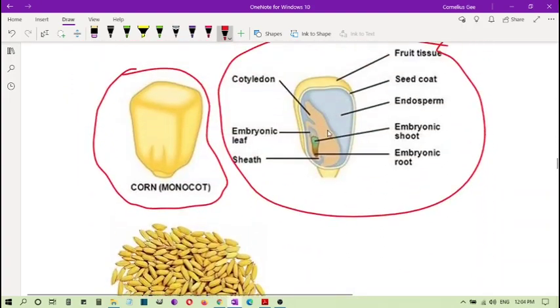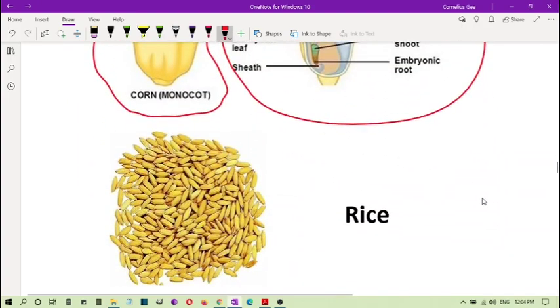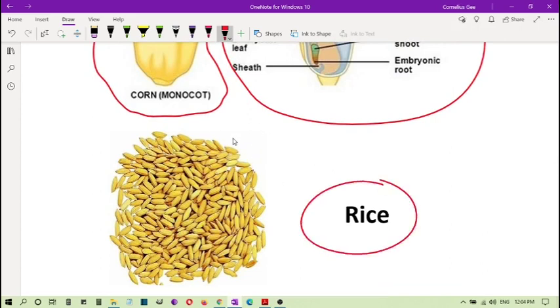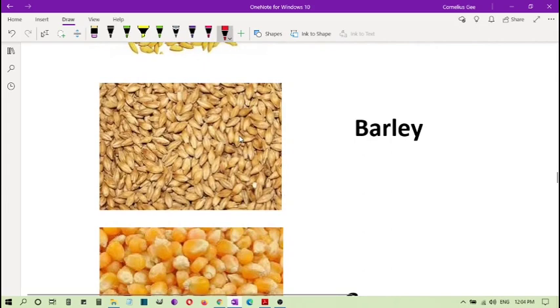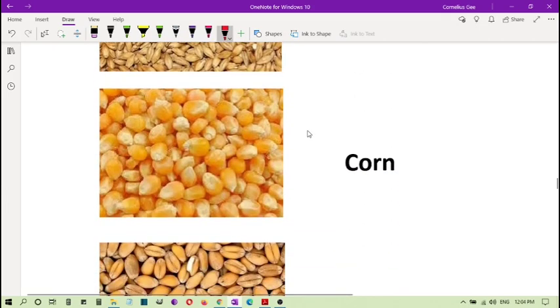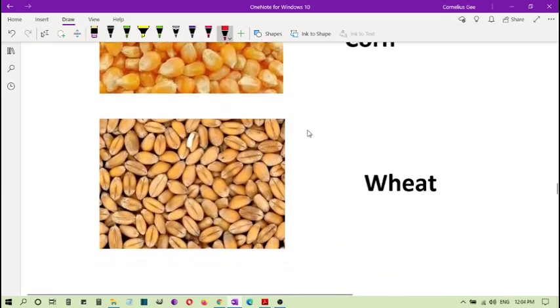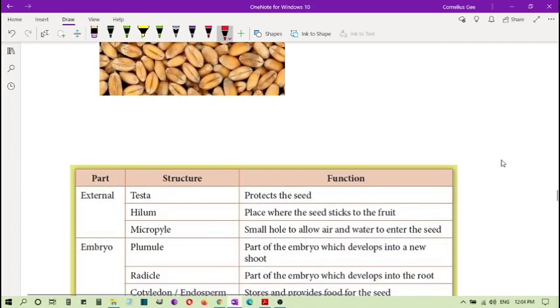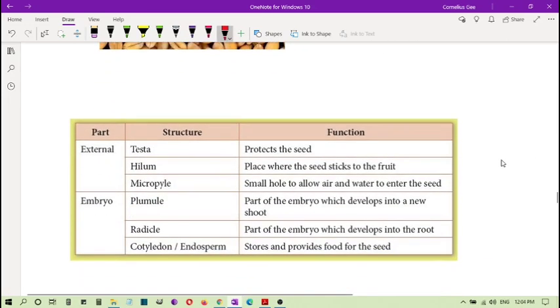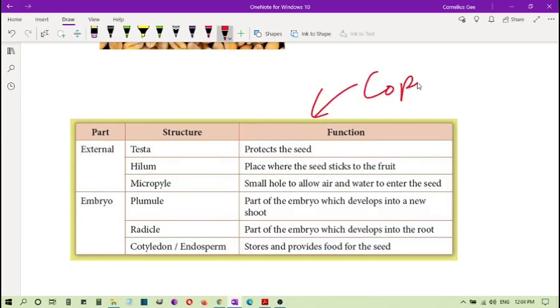Before that, we look at examples of monocotyledon seeds. We take rice every day, so this is actually a monocotyledon. Then we have barley, we have corn, we have wheat, making bread. This is what I want to talk about: the functions of the different parts of this. So this one later, students, you have to copy also.